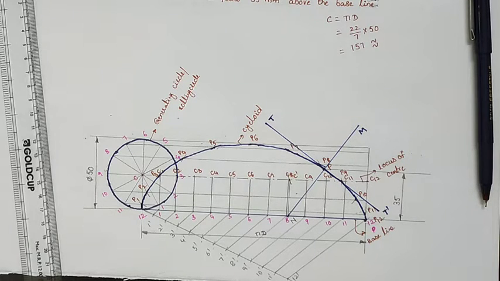And now we are going to draw the tangent and normal. For drawing the tangent and normal, they are giving a point 35 mm above the baseline. So from the baseline, you can move the scale in the vertical direction up to the cycloid and locate a point P from the baseline.